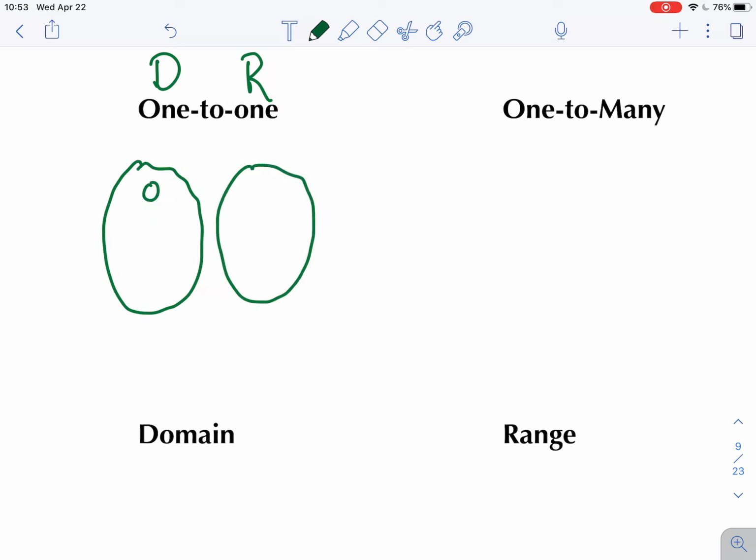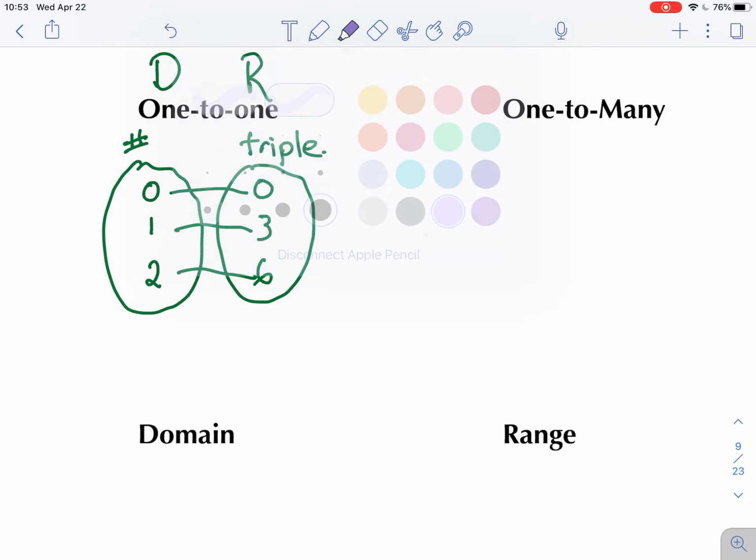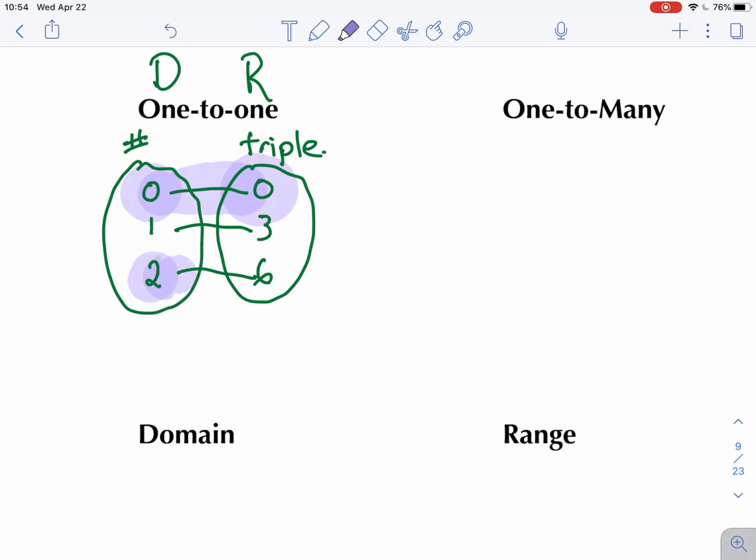This is like our triple relation. It's very easy to see if we do the arrow diagram. 2 goes to 0, 3, 6. Right, this was our number, and this is our triple. You can see that if I take one item in the domain, it goes to exactly one item in the range.